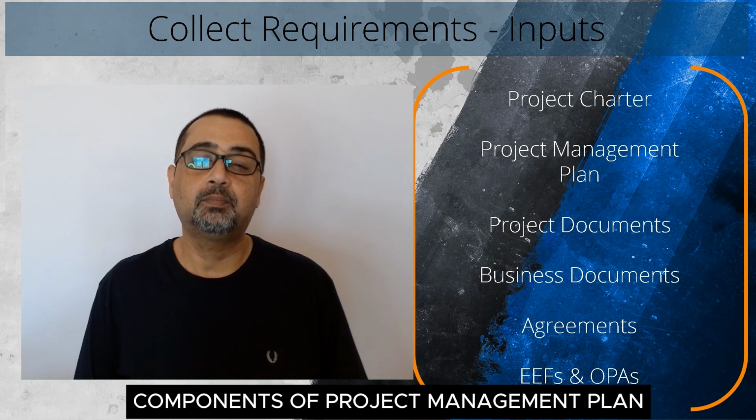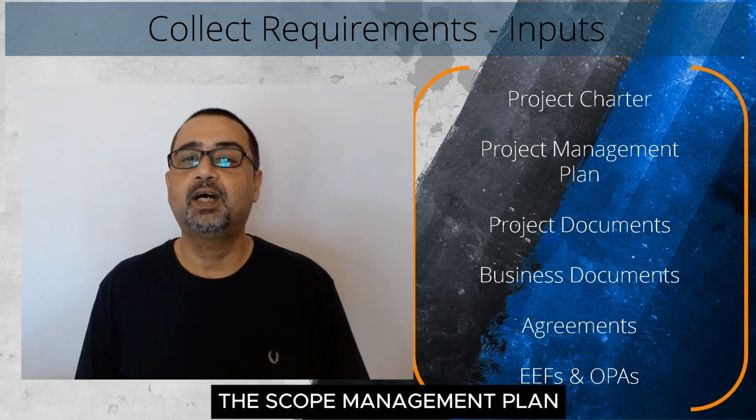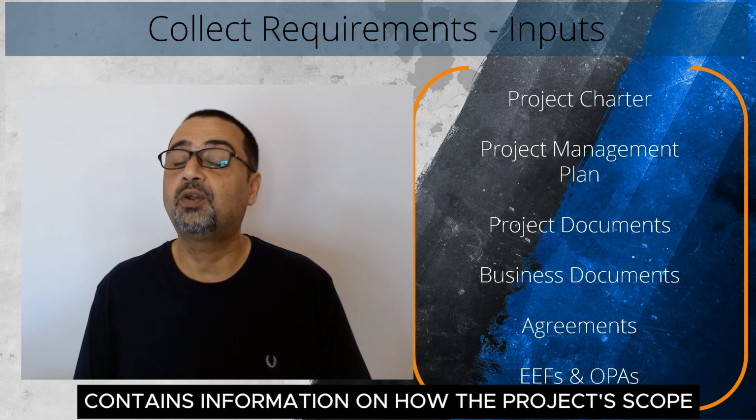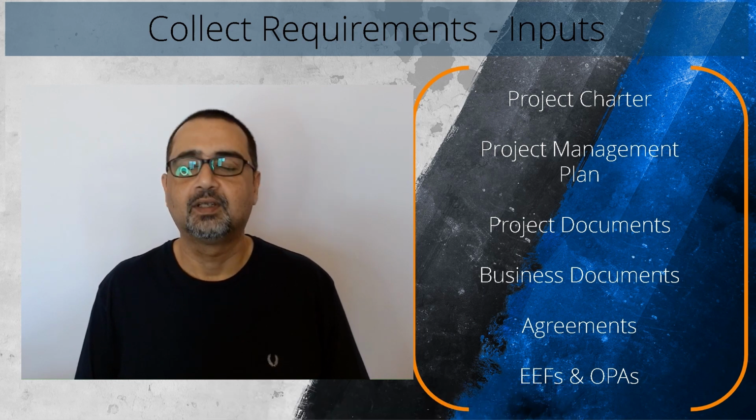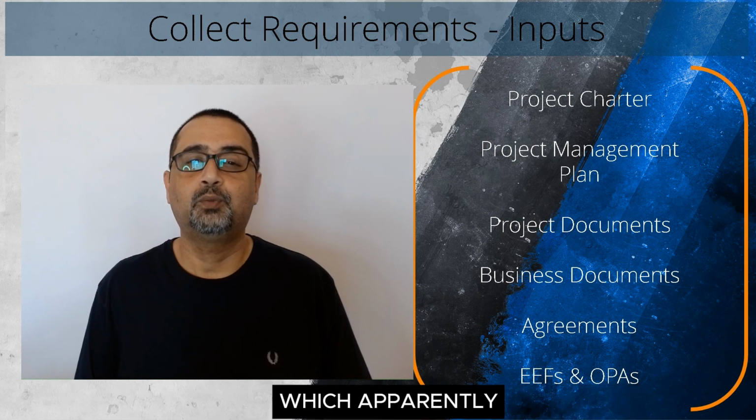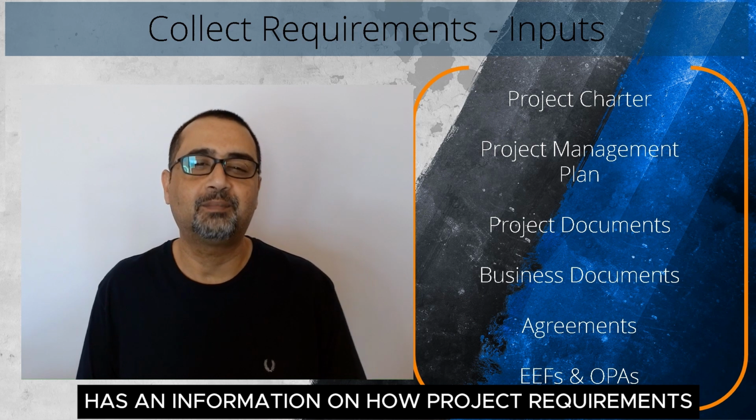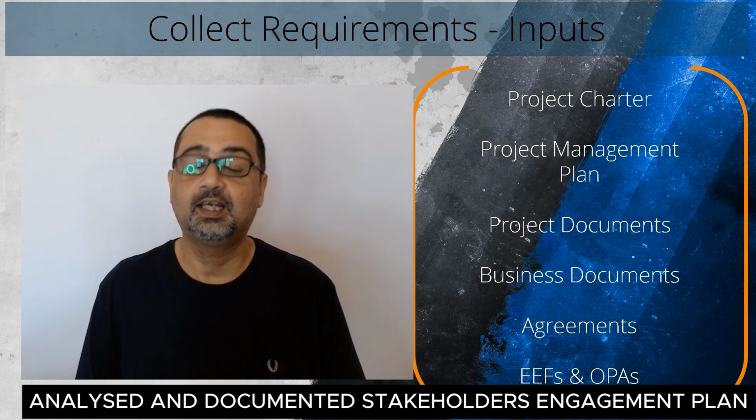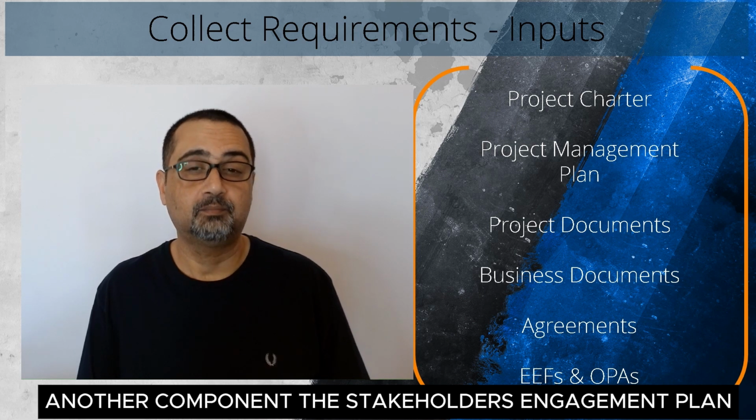Components of the project management plan would include the scope management plan. The scope management plan contains information on how the project scope will be defined and developed. It also has a requirements management plan, which has information on how project requirements will be collected, analyzed, and documented. Stakeholders engagement plan, another component.